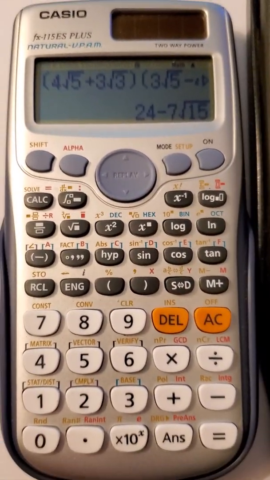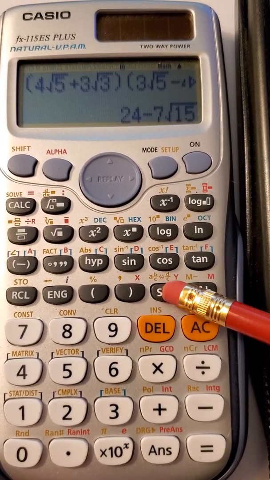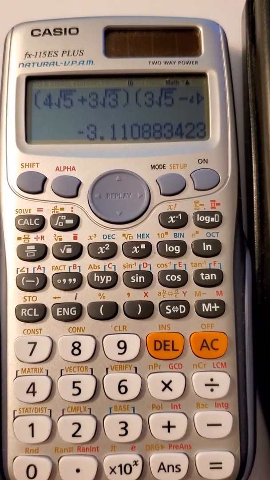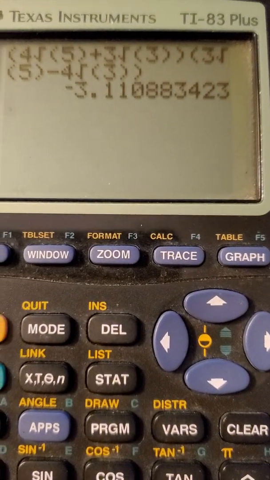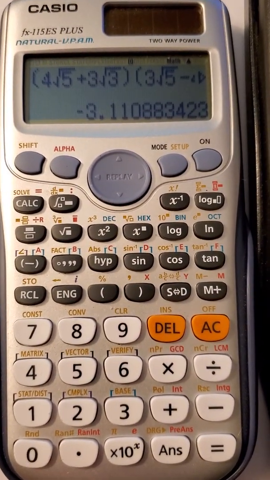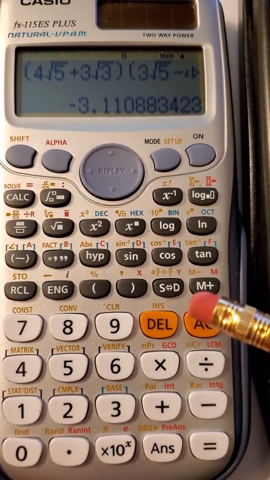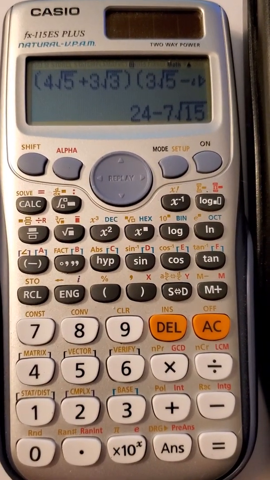Now, if I want the decimal on the Casio, all I have to do is hit the SD button right here. Bam. Gives me the decimal, which you'll notice is the same decimal value. So I know that I input both of the expressions correctly. And if I hit the SD button again, goes back to the simplified radical.